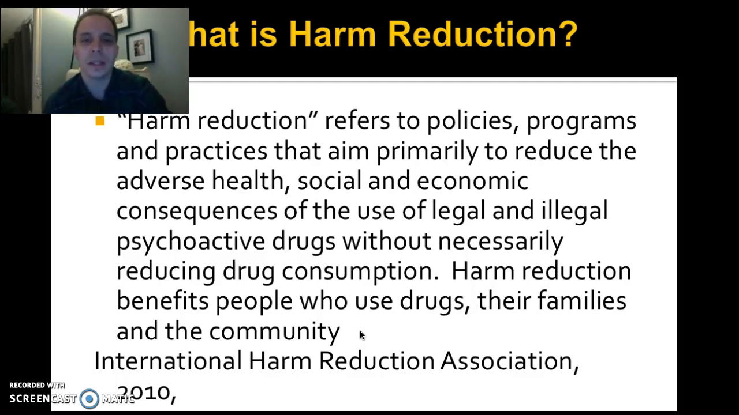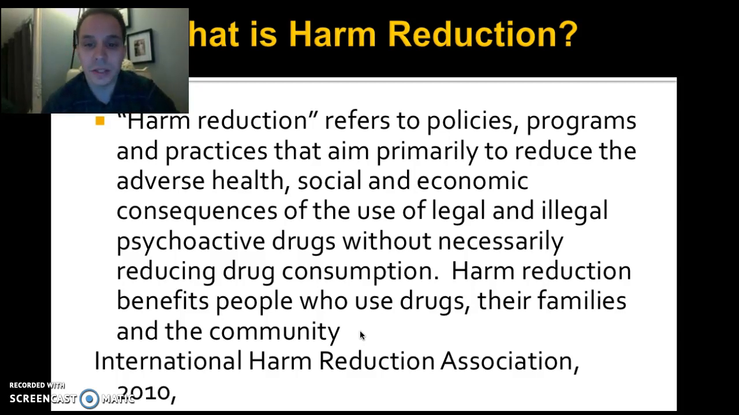So one of the key things in this statement is that harm reduction is not just about reducing the adverse health effects on individuals. It's also looking at reducing the adverse social effects and economic consequences from drugs and alcohol and other addictive behaviors. So I think that first part is really key.